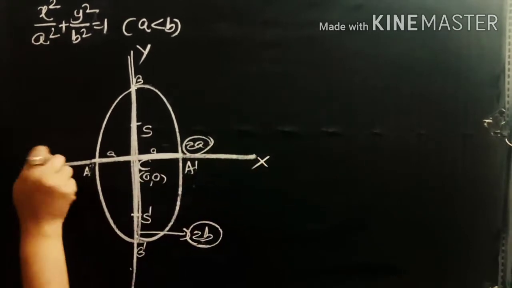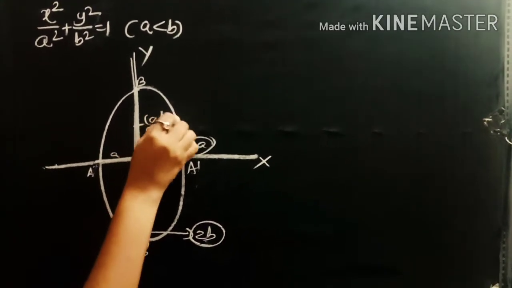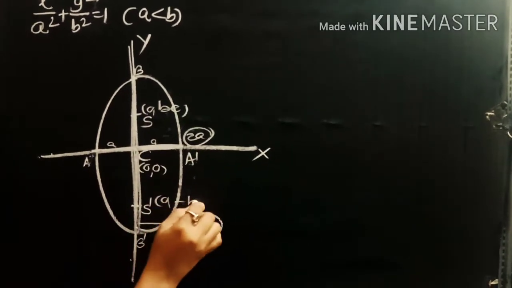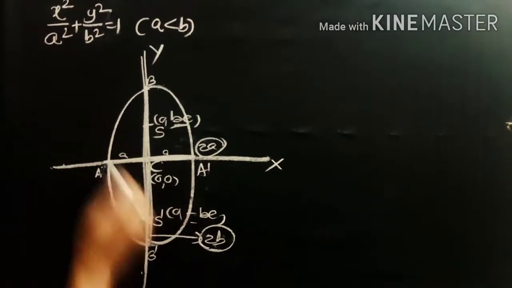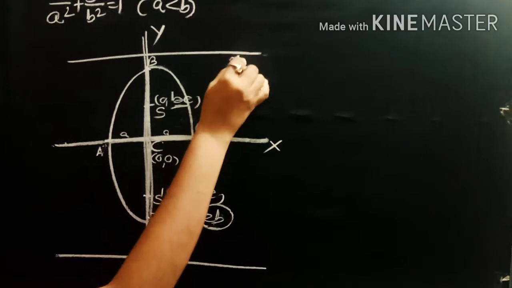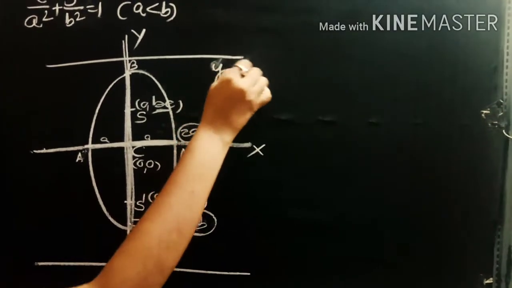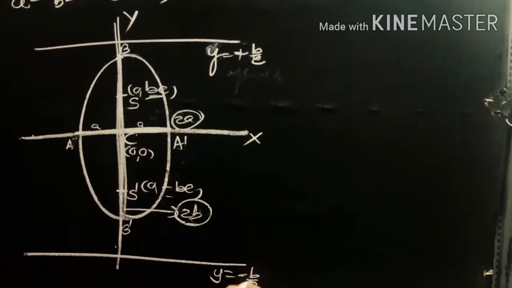That is, the minor axis is along the x-axis, and the coordinates of the foci are (0, b) and (0, minus b). The coordinates of the foci are taken as (0, plus or minus b), and these are the directrix equations: the first directrix is y equals plus b by e, and the second is y equals minus b by e.